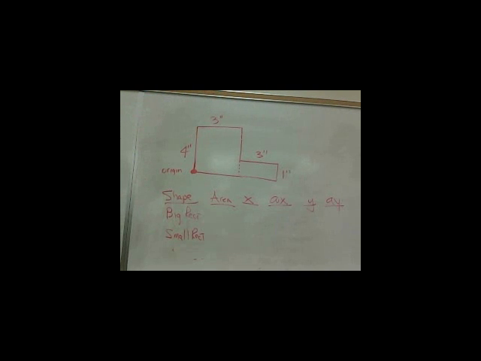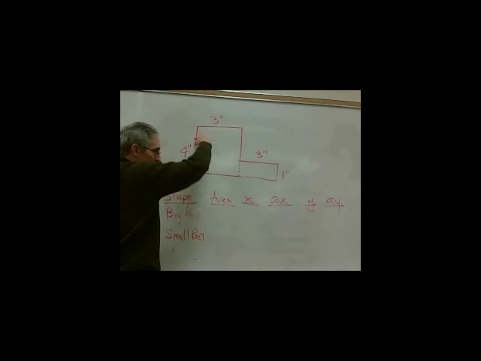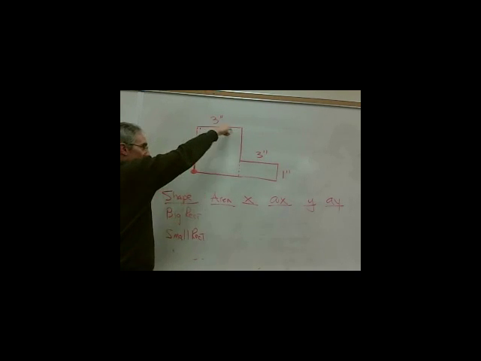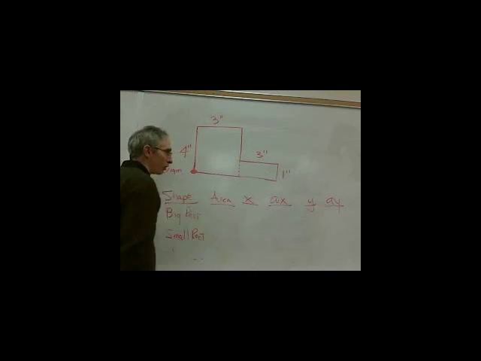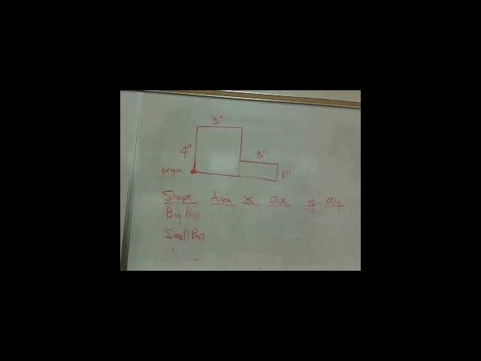All right, so here's our example problem. Again, it's a composite shape. Two rectangles, we'll call it the big rectangle, 4 inches high, 3 inches wide, and the small rectangle, 3 inches wide, 1 inch high. So I've already broken it up for you.